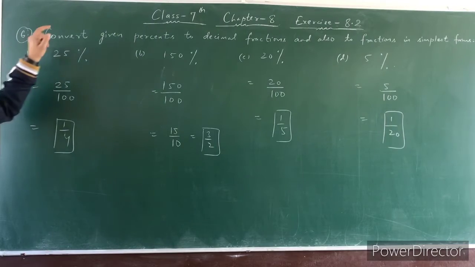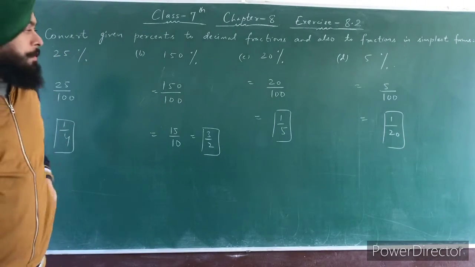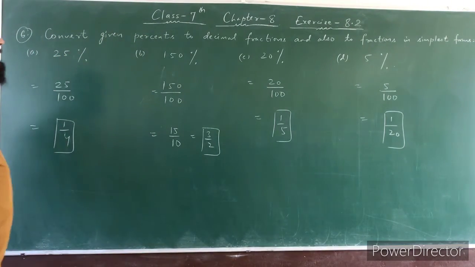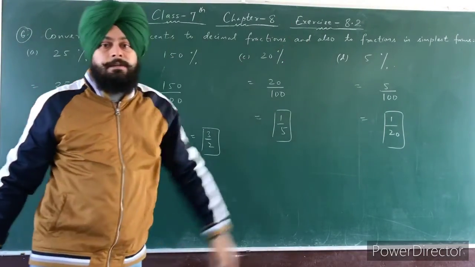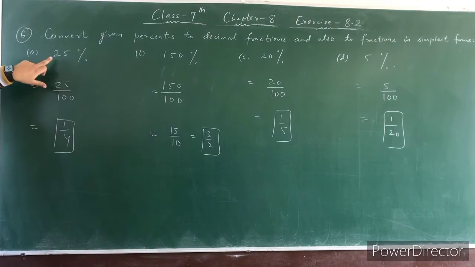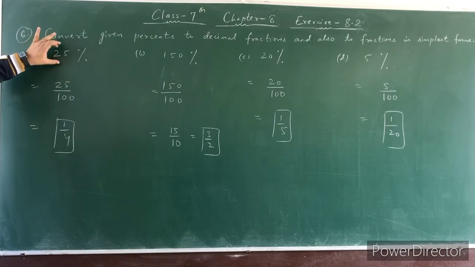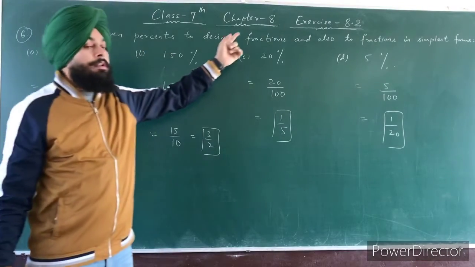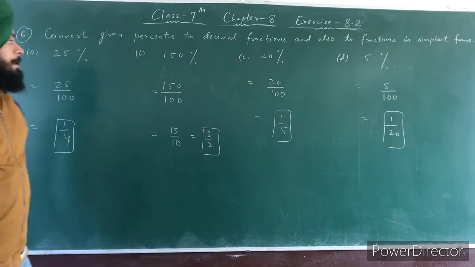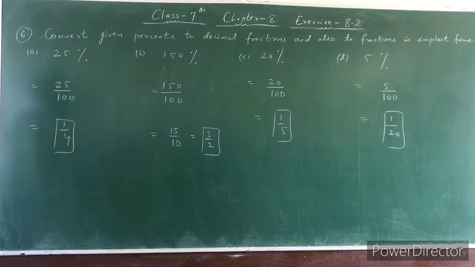Next, question number 6 of exercise 8.2. The question is: convert the given percent to decimal fractions and also to fractions in the simplest form. So you can see here we have to give the value in percentage. You have to convert this percentage into decimal fractions and also to fractions in the simplest form.